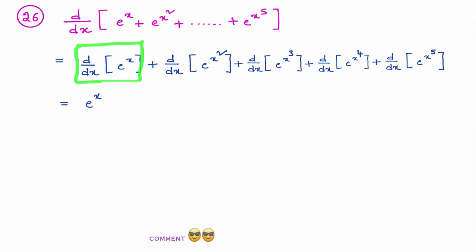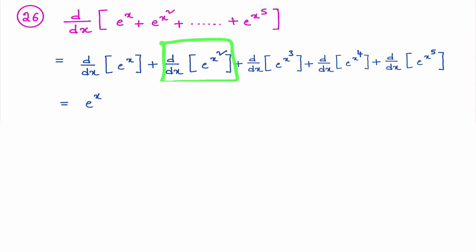You see this part. We need to differentiate this. d by dx of e power x is e power x. This is the direct formula now. Derivative of e power x is e power x. Now you look here. We need to differentiate this, d by dx of e power x square. We do not have any direct formula to do this. So I am going to do this problem by chain rule.